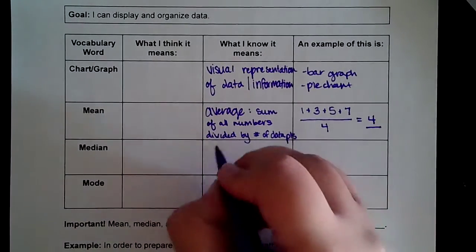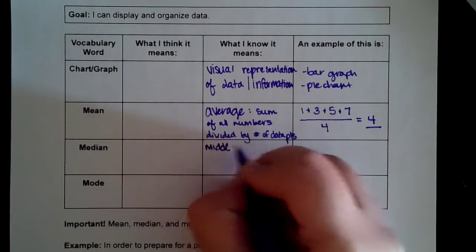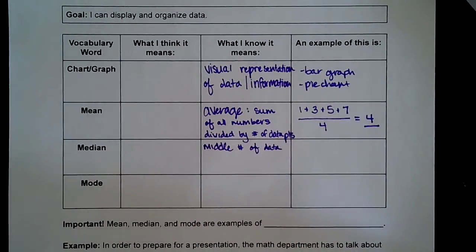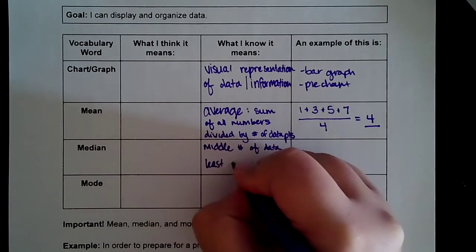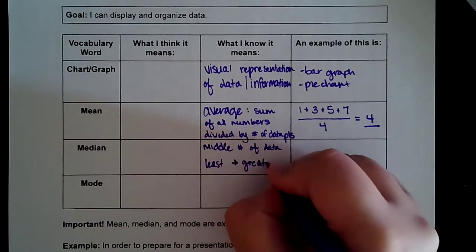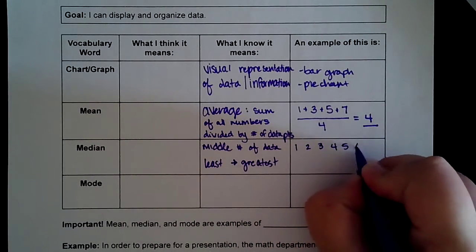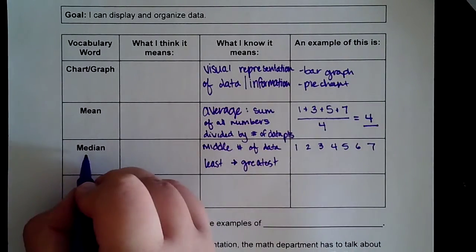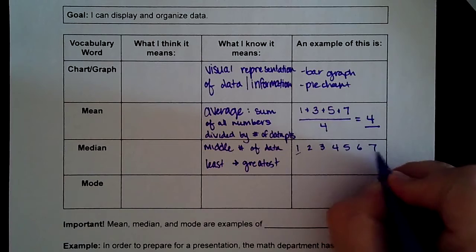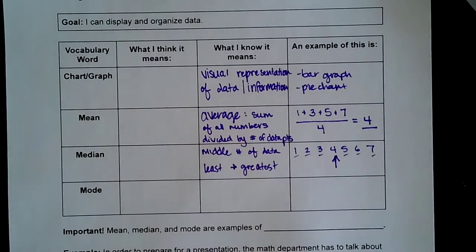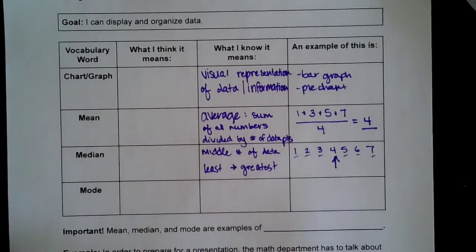The median is the middle number in a set of data, but it has to be organized from least to greatest. So if I give you the numbers 1, 2, 3, 4, 5, 6, 7, my median is going to be the middle. I usually do that by just checking off numbers. 4 is going to be my median because it's the middle number in a set of data that was organized from least to greatest.